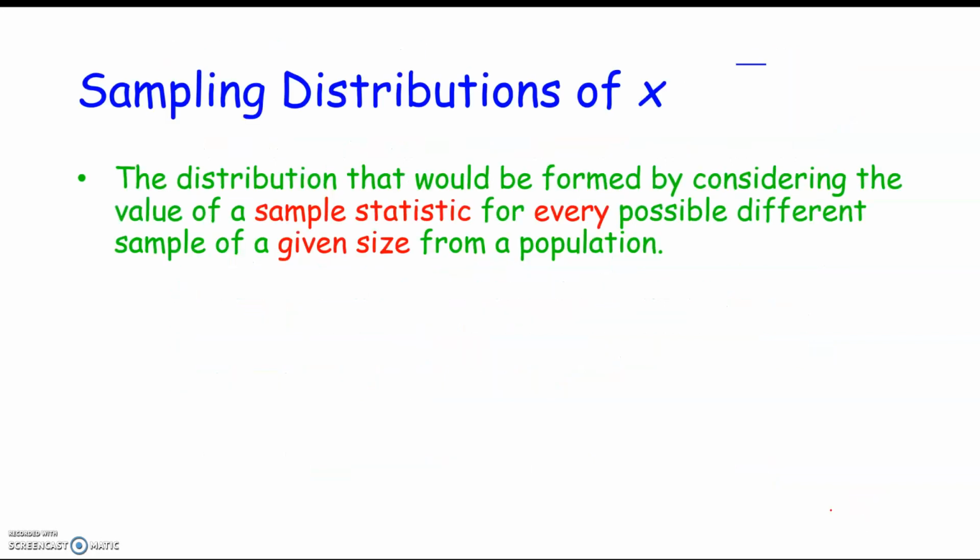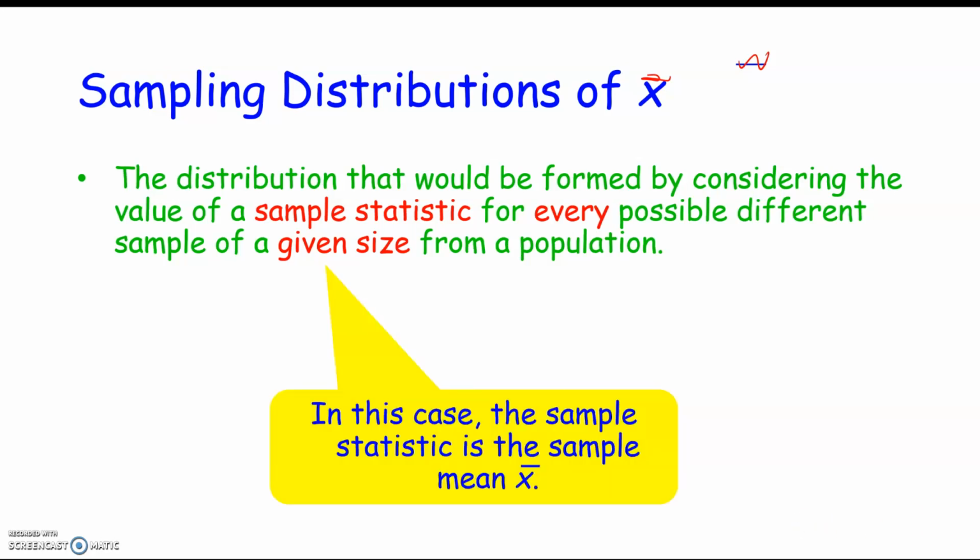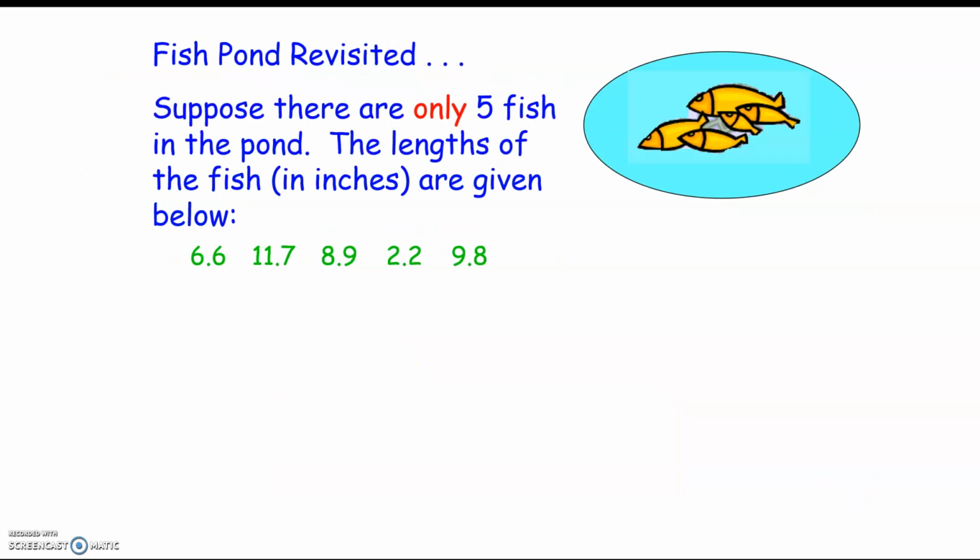So the sampling distribution, again, this line is kind of going crazy here, sorry. The sample distribution of the sample mean is the distribution that is formed by considering the value of a sample statistic for every possible different sample of a given size. So that would be taking a sample out of the whole population and looking at every possible one. In this case, the sample statistic is the sample mean of X.